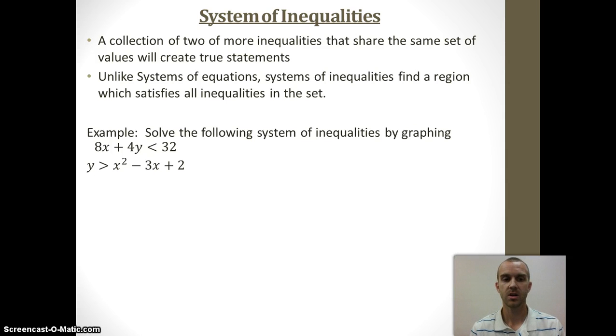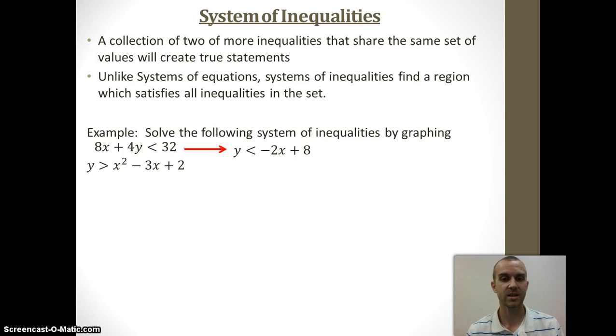So say that I have my two original equations that I graphed before. 8x plus 4y is less than 32 and y is greater than x squared minus 3x plus 2. The first thing I'd want to do is rewrite so this is in slope-intercept form. Because I divide by a positive, I know my inequality stays the same. So I have to pay attention to all my inequality rules about how I graph as I'm doing this.